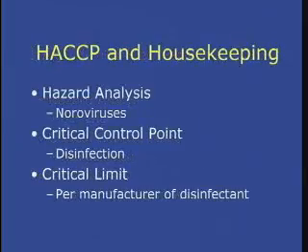HACCP can be also used in the housekeeping section of the vessel. Predominantly during housekeeping, we are concerned about norovirus. Norovirus can be eliminated or prevented or reduced to acceptable levels by using disinfection procedures. This would make disinfection the critical control point. Now that we have identified disinfection as the critical control point, we must also determine critical limits. The critical limits for this critical control point would be based on the manufacturer's recommendations for the disinfectant chosen.